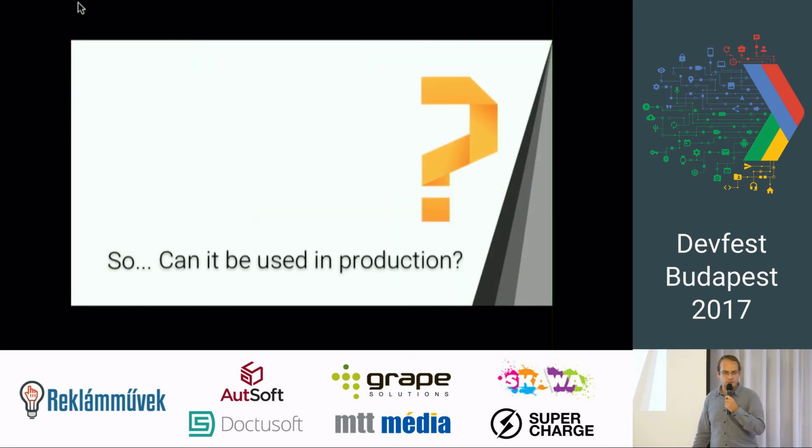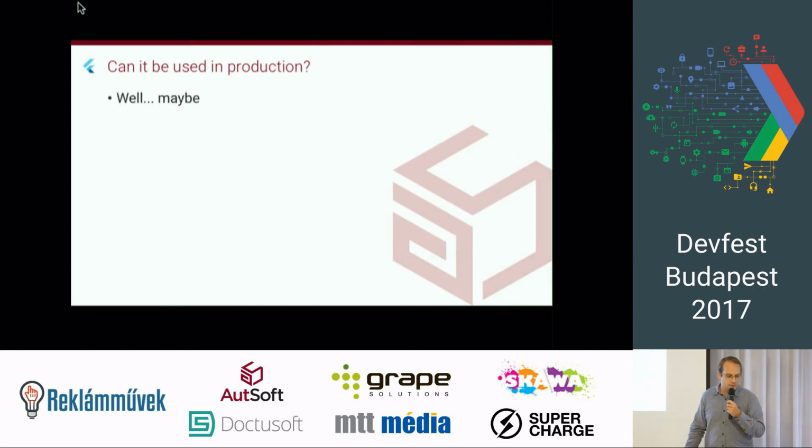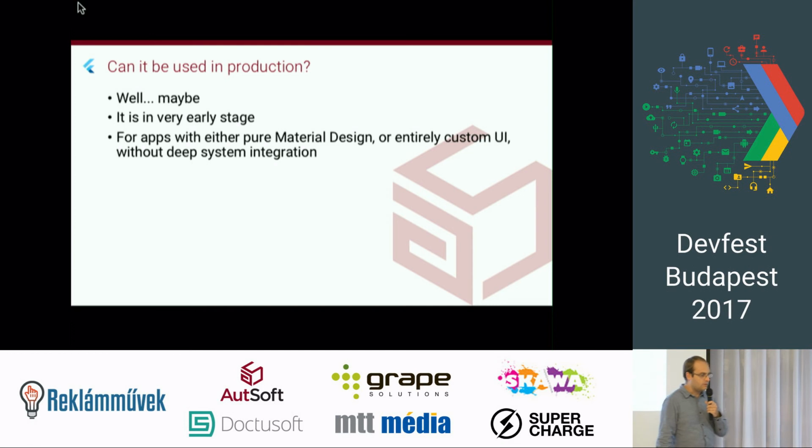So, can it be used in production? I mean, I talked about one application, but there are really no other applications on the store right now. The Hamilton application is featured on both platforms, but Google only uses it internally in some of its projects. So, well, maybe it can be used. It's in a very early stage. It's hard to tell yet, but it's promising for applications that either use pure material design implementations or very custom designs, as the Hamilton application.